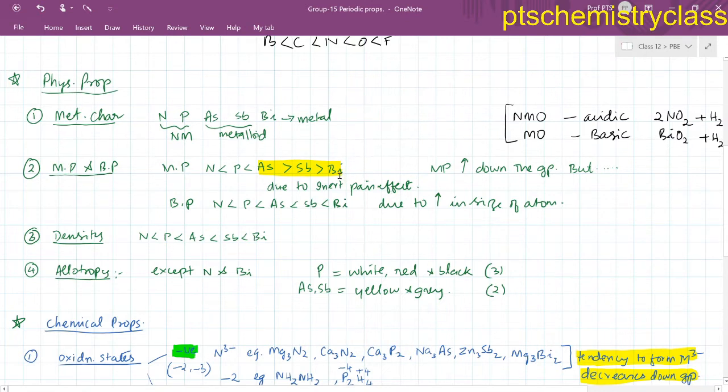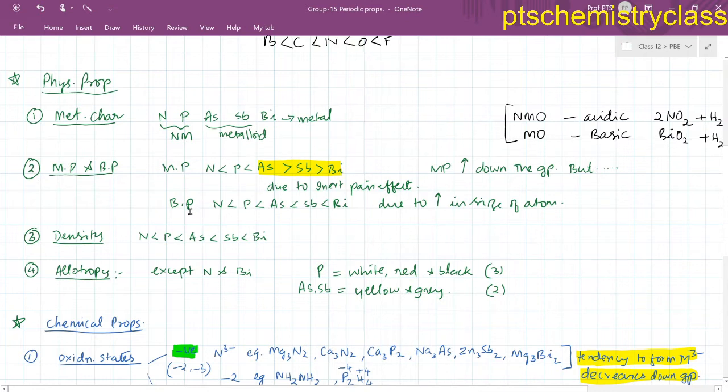therefore the melting point decreases. So these types of anomalous behavior you have to remember, because this is what generally they ask you in the exam. Because as I told you, the trend is not smooth. It's not just going linearly like that. There will be sudden changes here.